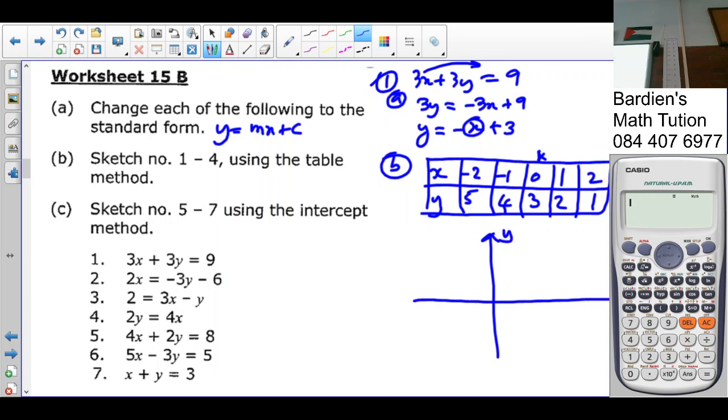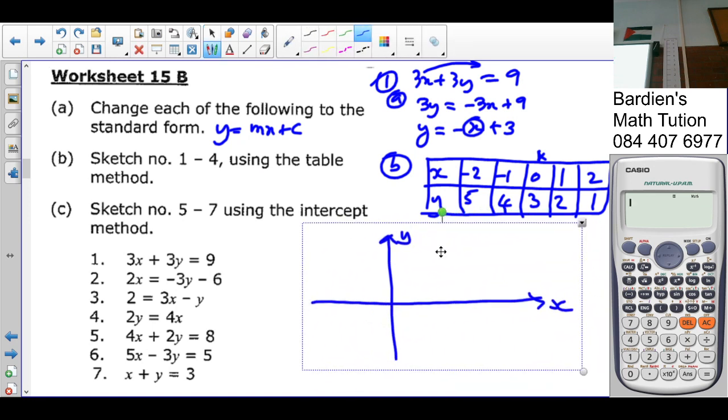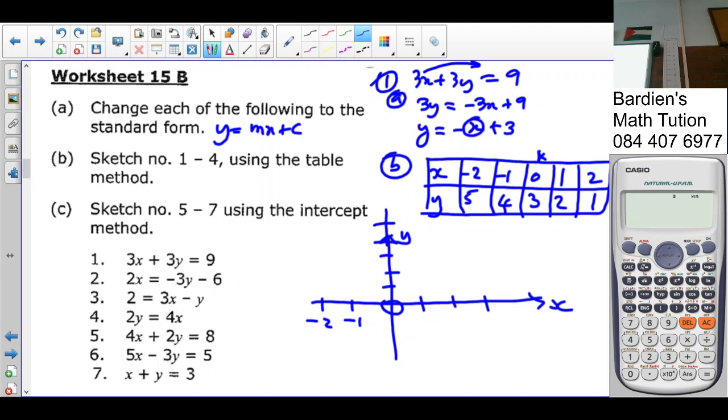we plot these points. So we chose negative 2, negative 1, 0, 1, 2. So we have 1, 2, 3, 4, 5. Just by approximation, if you're not going to get this in the exam, we will give you a grid to work on. But just by approximation, this coordinate here now becomes negative 2 and 5. That coordinate is negative 1 and 4 and so on.